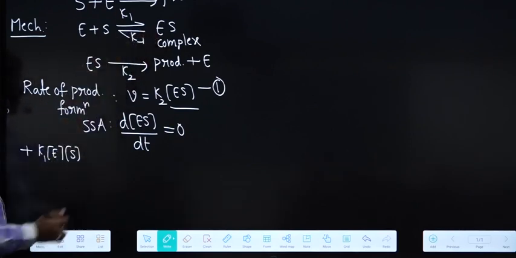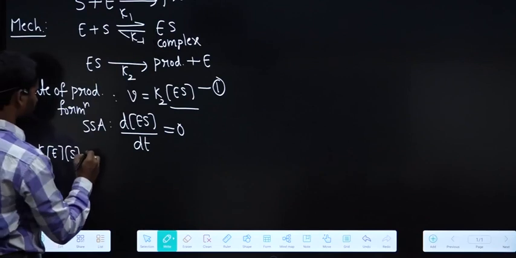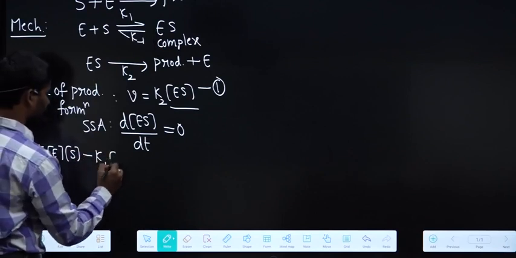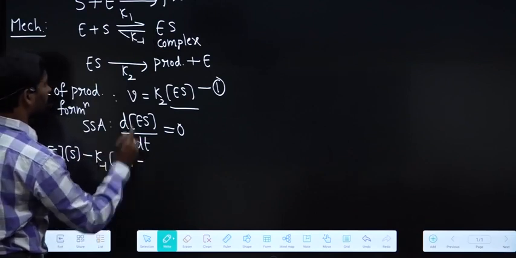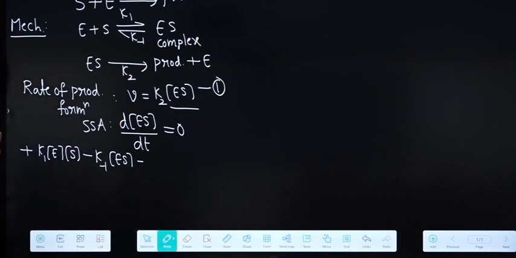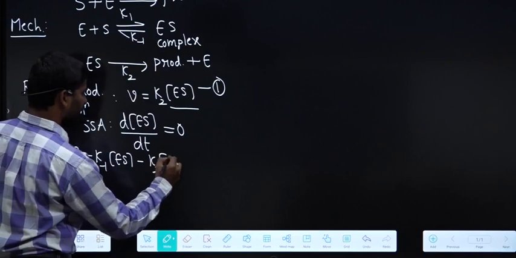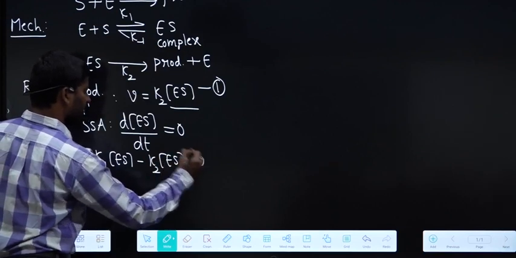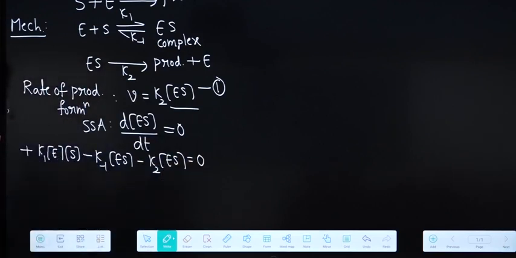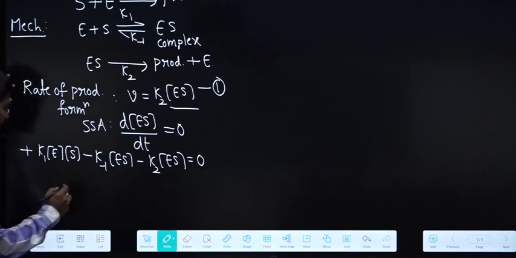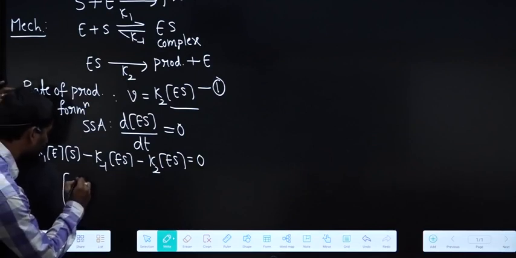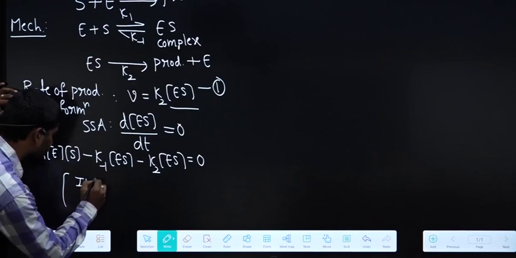In the backward reaction, ES is consuming, so minus K minus 1 into ES. Next, in the second step also ES is consuming, so minus sign. The rate of consumption is K2 into ES, and that is equal to 0. Okay. Next, consider the initial concentration of enzyme.